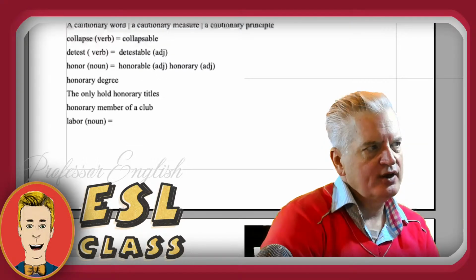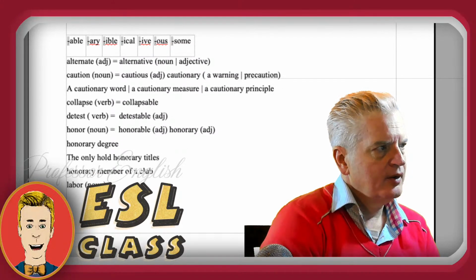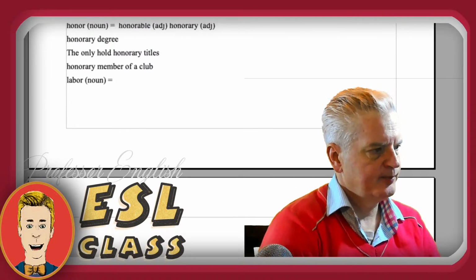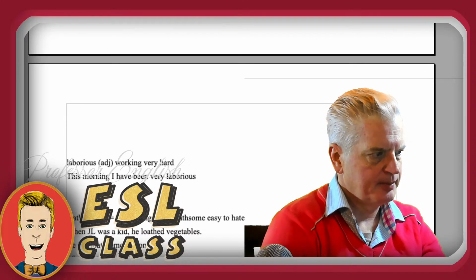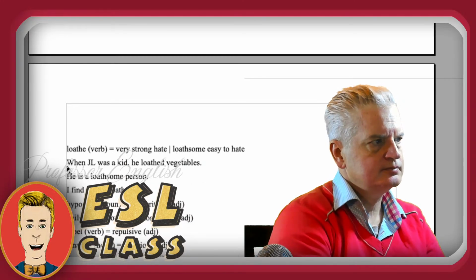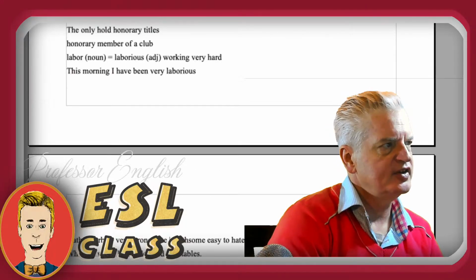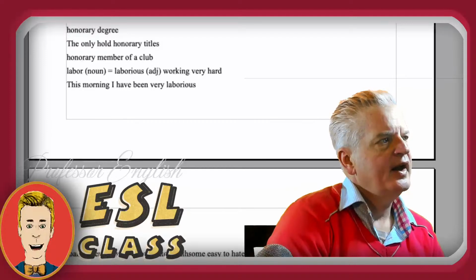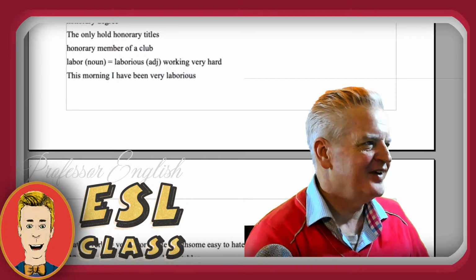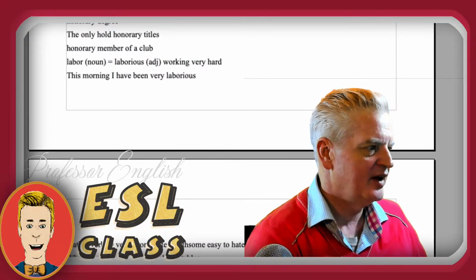And the ending, can you identify any ending that maybe we could use here? The ending that you could use here is laborious. Let me put that up here. Laborious. That means working very hard. If somebody is a laborious person, it means they work very hard. Here's an example. If I say, this morning I have been very laborious, that means this morning I have been working very hard. I've been doing many different activities. I've been doing a lot of work.